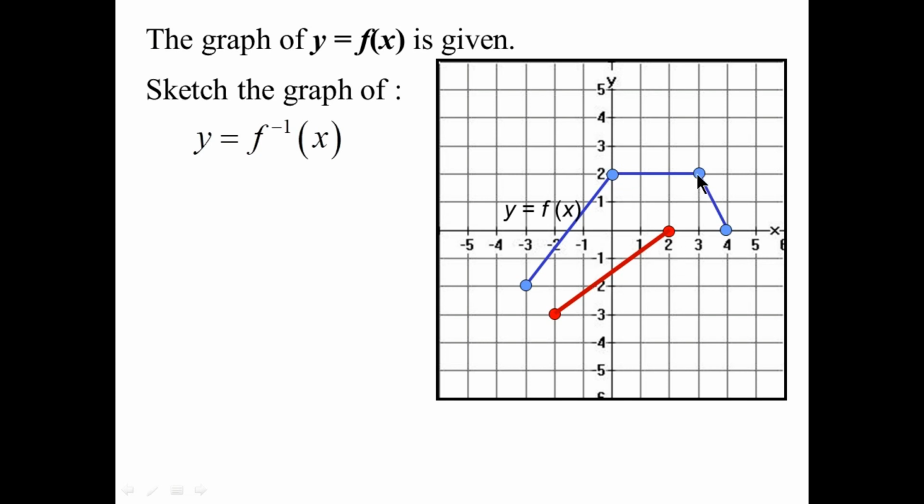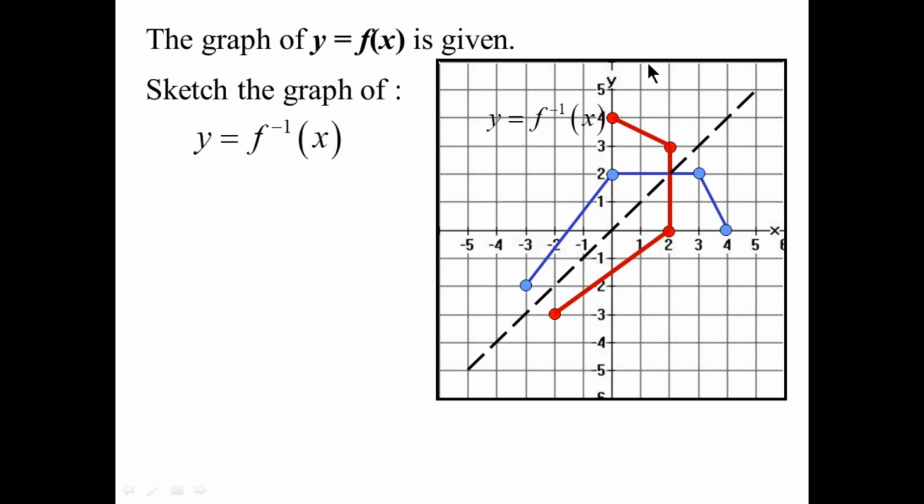The coordinates are 3, 2, reverse them, 2, 3. So at 2, 3, we'll see the next point. Join it, and the last point is 4, 0. Reverse those coordinates to 0, 4. Put a point there, join them, and label your graph y equals the inverse f function of x, the red line.